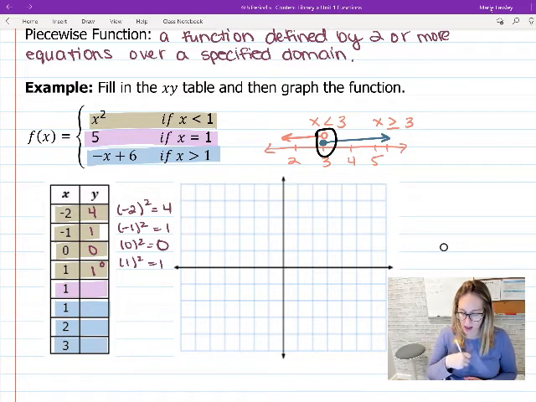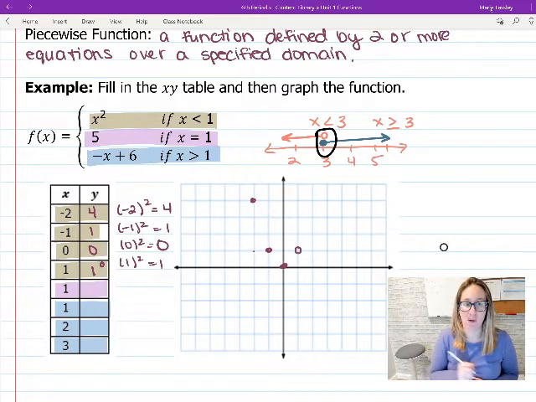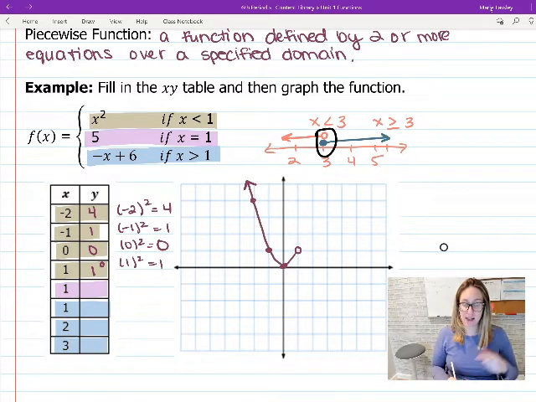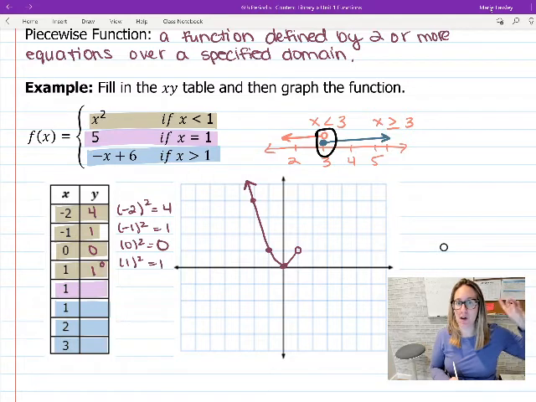All right, so I'm going to go ahead and plot this. So -2, 4. And then -1, 1, 0, 0, and then 1, 1. And then instead of a closed dot, remember we do an open dot. Get rid of this little mark from me trying to count. All right, so I can go ahead and graph this. This is just my quadratic function, and it does continue going because it's for all x's that are less than 1. So it includes all the negative x's also. So we do use an arrow at the end of this graph.